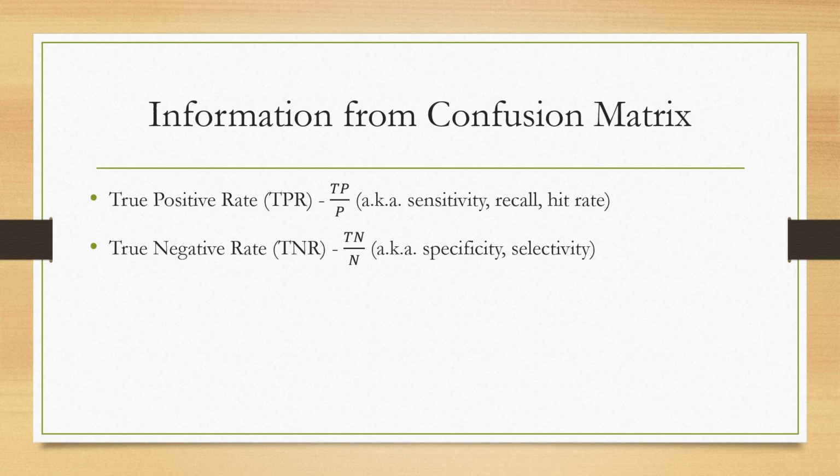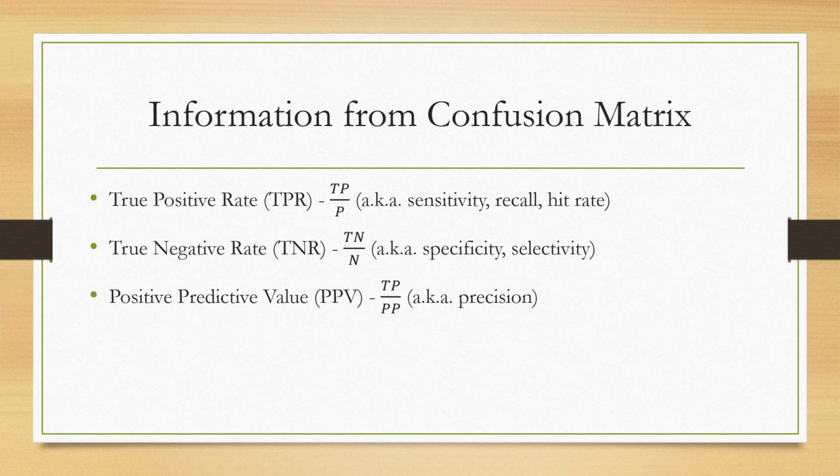So we can do this for some of the others. True negative rate: of the people who didn't have the disease, how many people did we accurately predict didn't have the disease? Sometimes this is called specificity.